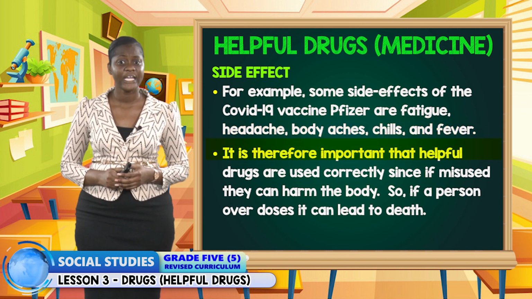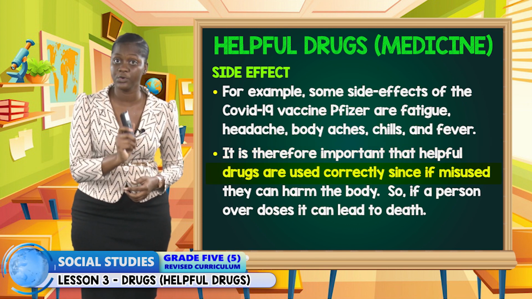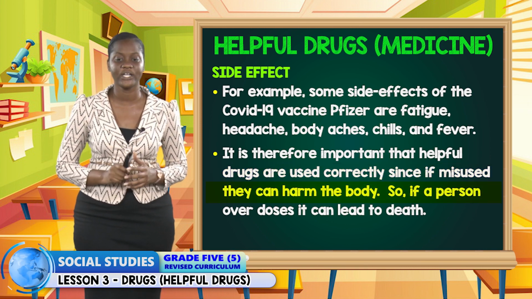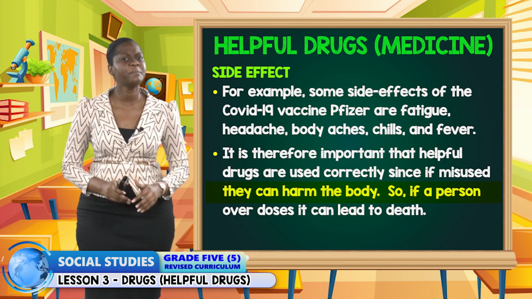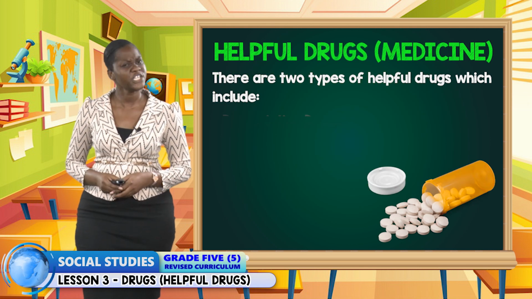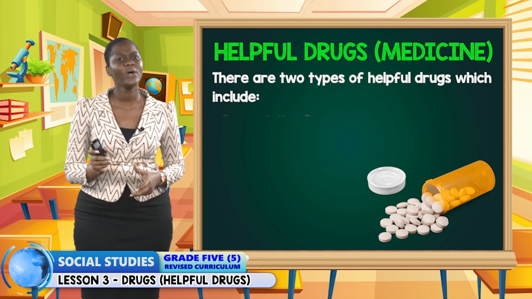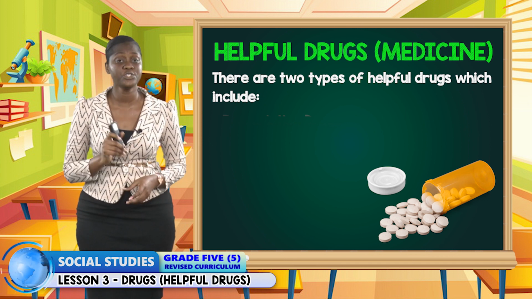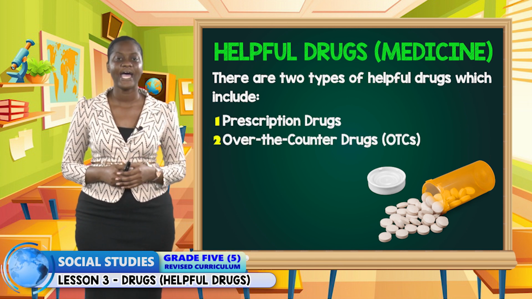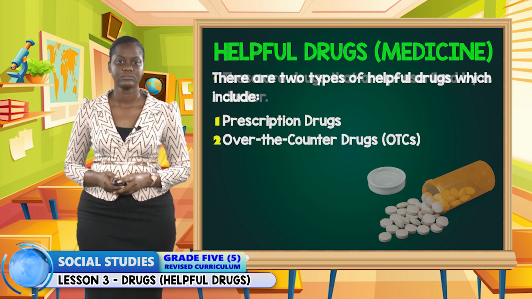Boys and girls, it is therefore important that helpful drugs are used correctly, since if misused, they can harm the body. So, if a person overdoses, it can lead to death. Did you know that there are 2 types of helpful drugs? Well, let me tell you. The 2 types of helpful drugs include prescription drugs and over-the-counter drugs, or OTCs.